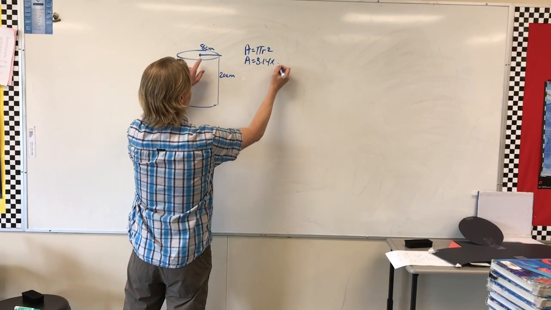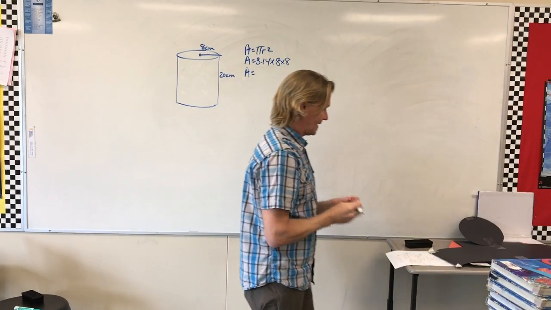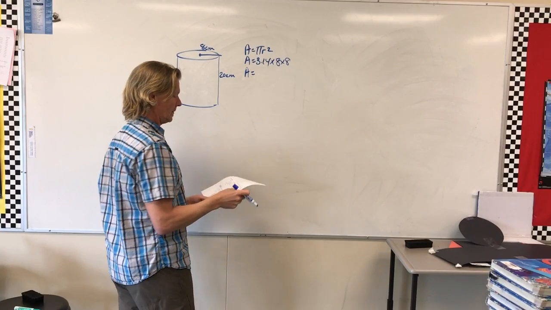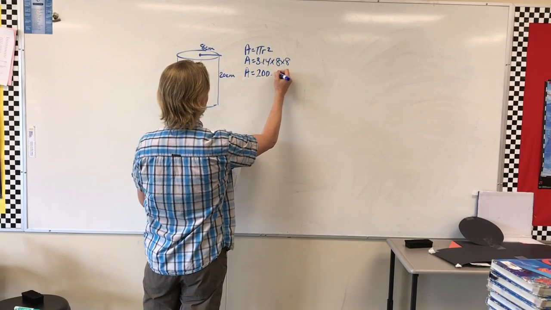3.14 times the radius, which is 8, times the radius again, which is 8. And I was looking at the answer key today. I have a different answer key, and I'll post this online as well for you. And the amounts were off by a little bit.